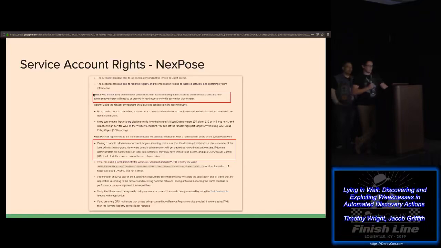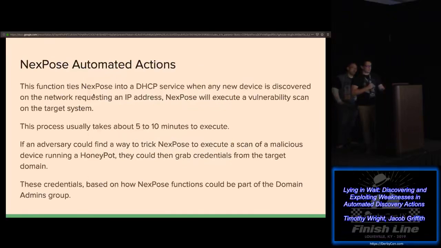And this is another screenshot from NexPose's documentation stating permissions that could be used for the service account. Right here it's saying if you don't have administrative permissions, you're not going to be granted access to administrative shares, and so you're going to miss some of the vulnerability checks that could be done. So a lot of times these accounts are elevated.